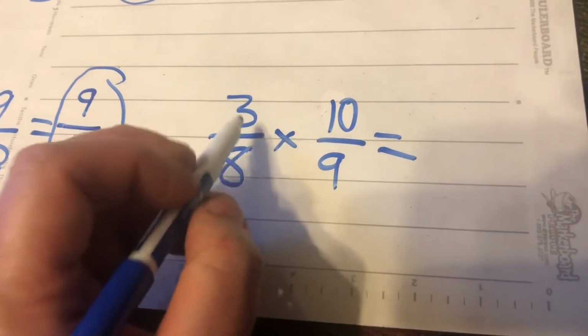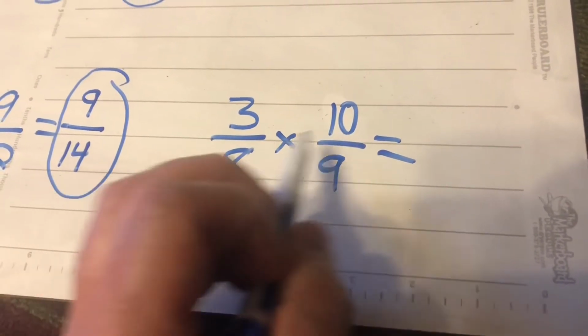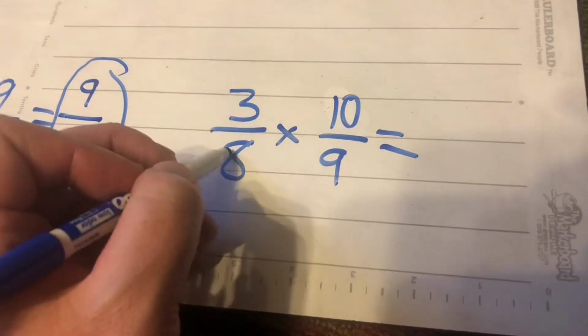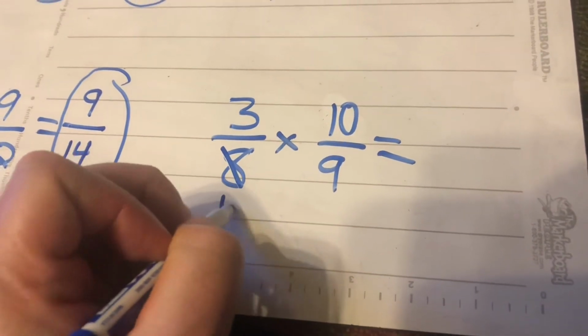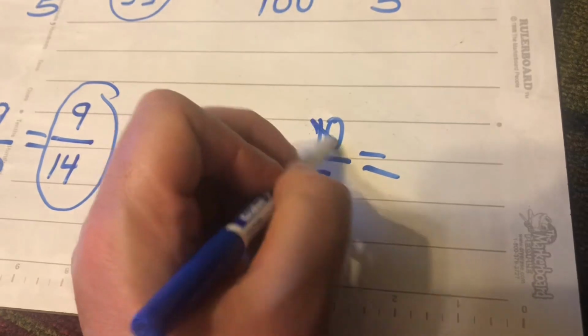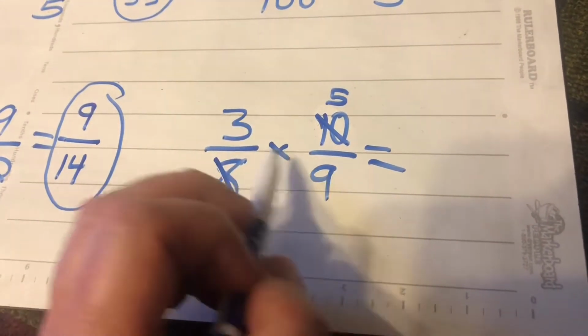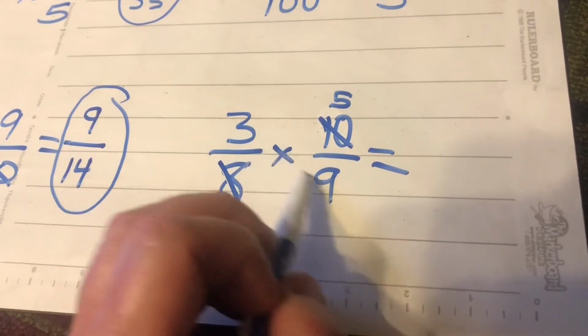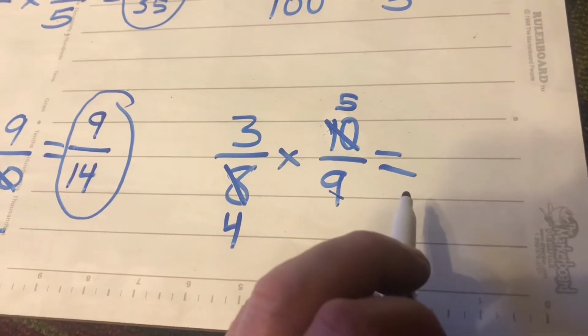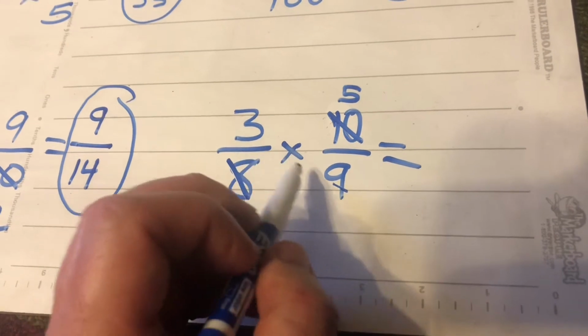Well, here's an example with 8 and 10. They're both divisible by 2. So 8 divided by 2 is 4. 10 divided by 2 is 5. And here, I don't know that on any of our videos we've had an example yet where you can cross-check both ways. But yes, sometimes you can cross-check both ways.